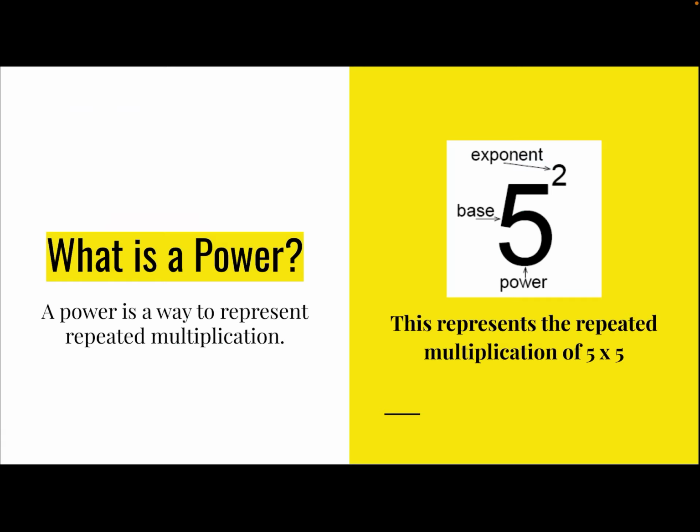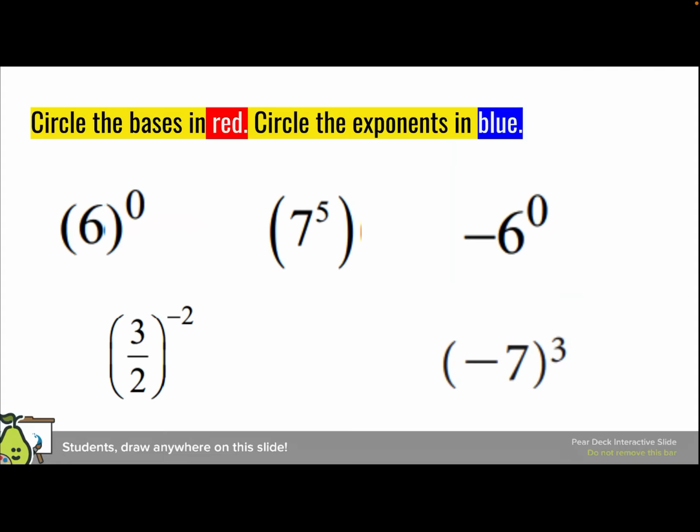So when we look at it, we've got this big number 5 to a small number 2. 5 is the base, and the exponent is 2. The whole thing, 5 to the 2, is the power. And this represents a repeated multiplication of 5 times 5, so 5 multiplied times each other 2 times. So whatever we have for the base will be multiplied times itself the number of times of the exponent.